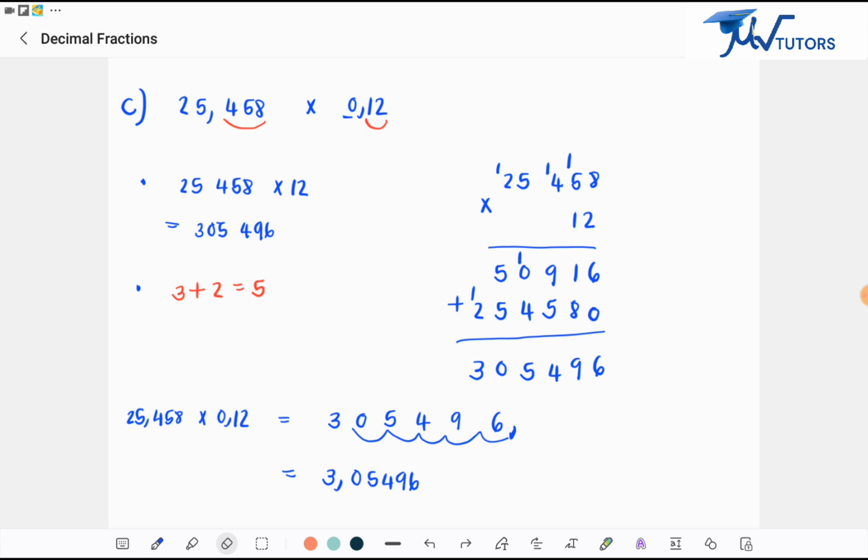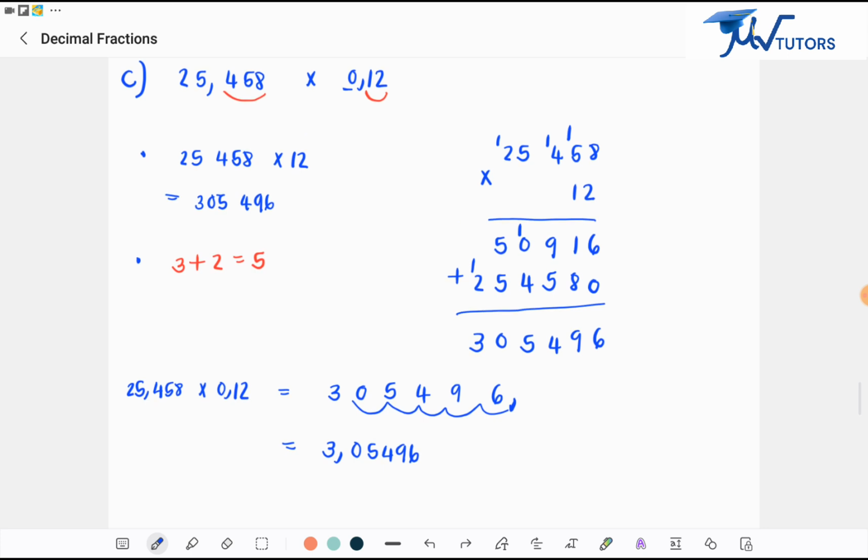If I have 25, and I multiply, let's just call it there, it's a sanity check. So if I have 25 and I multiply by 0,1, basically my answer will be 2,5. 2,5, is it close to 3? Most definitely. So I am confident that my answer is 3,05496 and not 30,5496, or it's not going to be 305,496. All right, that's how we do a sanity check.